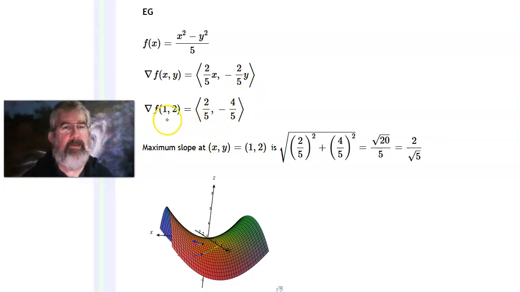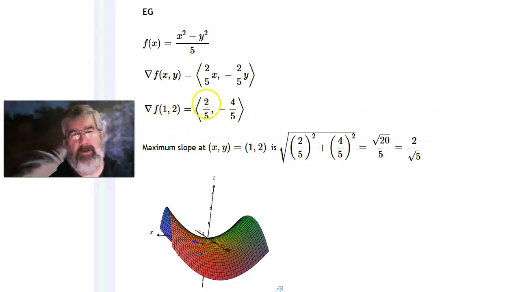Just as an instance, here's the point (1, 2). The gradient would be (2/5, -4/5). Notice this is not a unit vector. It's a vector that points in the direction of steepest increase, and the maximum slope at the point (1, 2) is the length of this vector. It's 2 over the square root of 5.